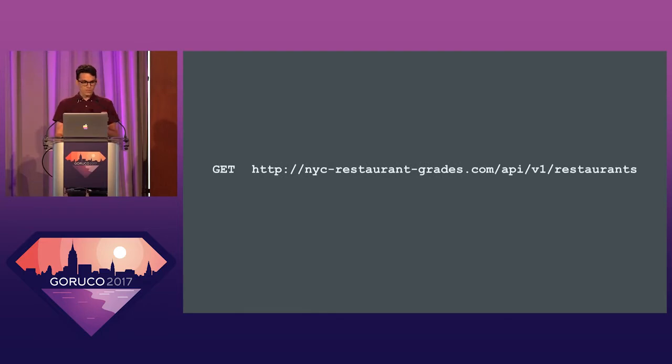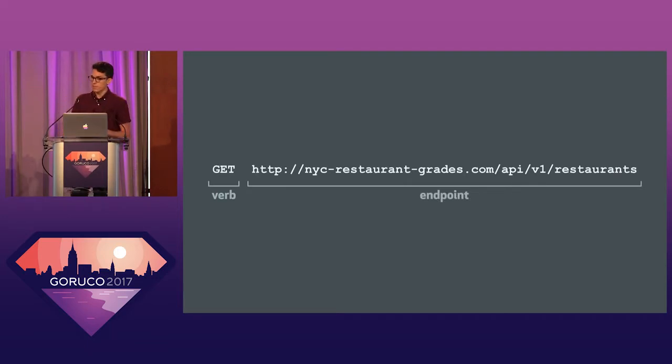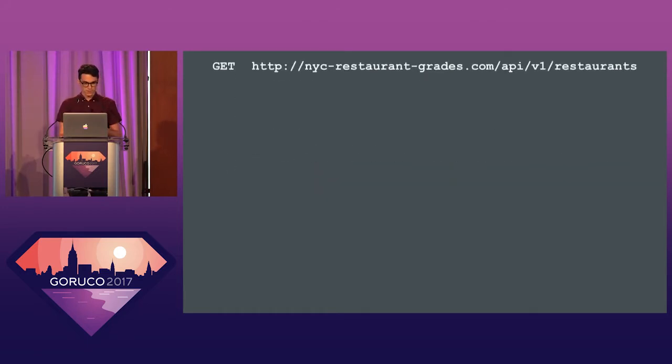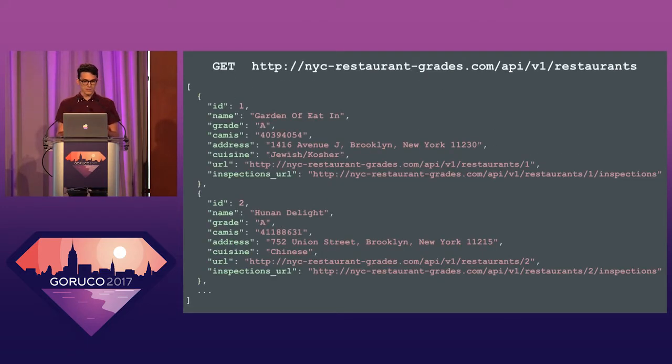When looking at a REST API, specifically a request for a REST API, there are a few components to it. The first is an HTTP verb or method, and that specifies the operation that we'd like to take against the API. The second is an endpoint, which is an identifier that allows us to specify the part of the API that we'd like to interact with. If we execute this request, we'll get back a response that looks like this.